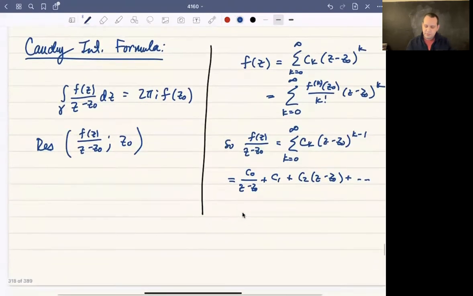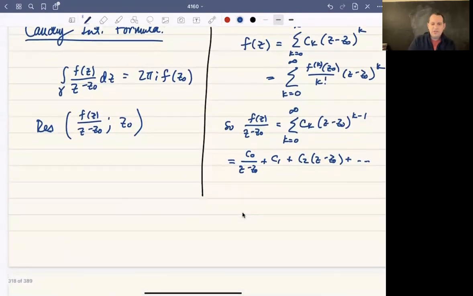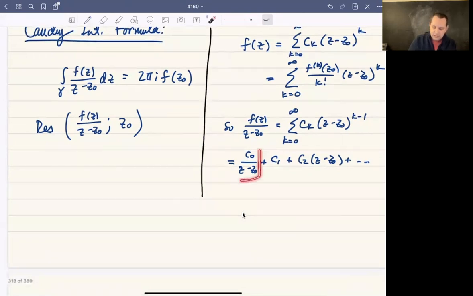And let's think about what's the residue. Well, the residue is going to be the coefficient that we get for the minus 1 power, so z minus z naught to the minus 1. And that's exactly this. This is that c0. And so this is going to be c0, or in terms of Taylor's formula, we know c0 is the 0th derivative, meaning the function f itself, at z naught divided by 0 factorial. 0 factorial is 1. And so it turns out that the residue here is just f of z naught, and that's where Cauchy's integral formula comes from.